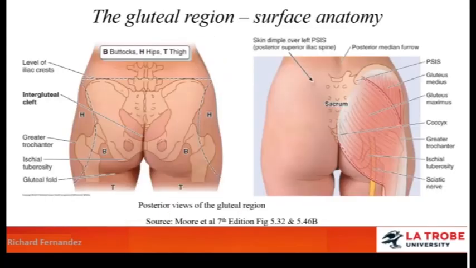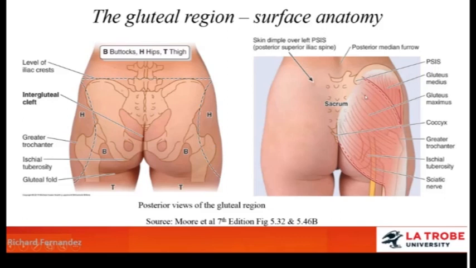Now we should apply our knowledge of osteology to describe the surface anatomy. The gluteal region is defined as the area between the iliac crest superiorly and the gluteal fold inferiorly. Medially, there's the gluteal cleft, also known as the intergluteal cleft or the natal cleft, and the gluteal region extends laterally to the greater trochanter.